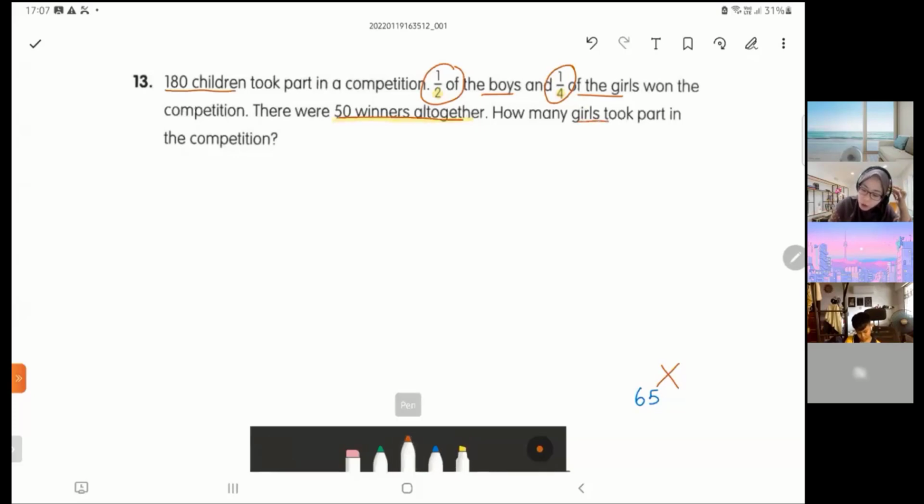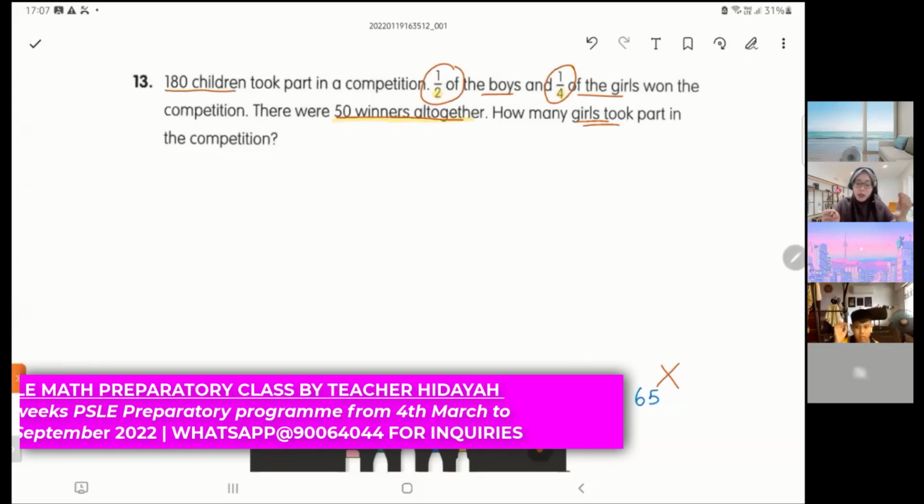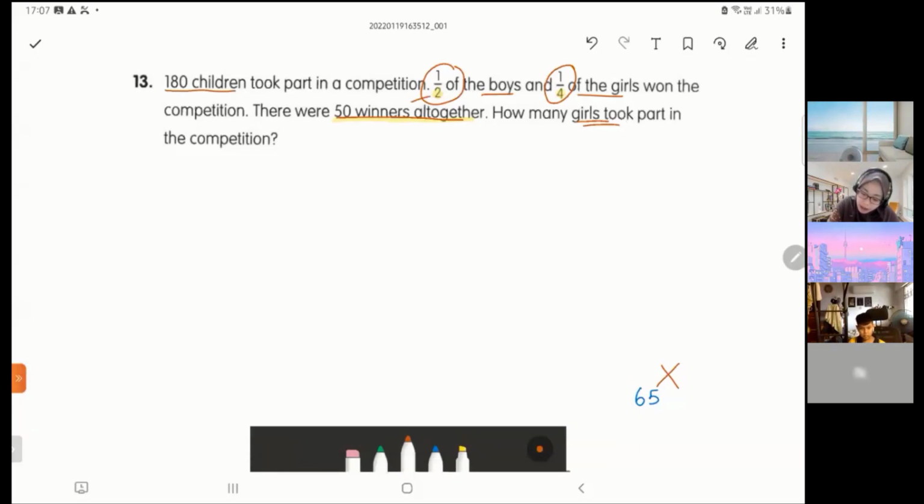Won the competition. There were 50 winners altogether. How many girls took part in the competition? I do not want the girl winners, but I want the total number of girls who took part in the competition. So how do we do this? Let's look at the fraction. So I have boys. I'm going to look at the denominator. So the total number of units for boys will be 2.